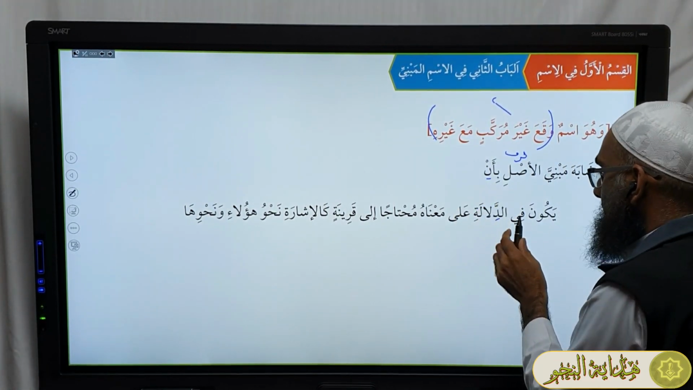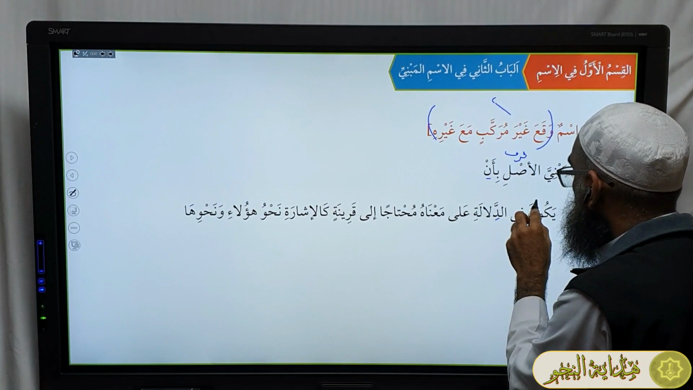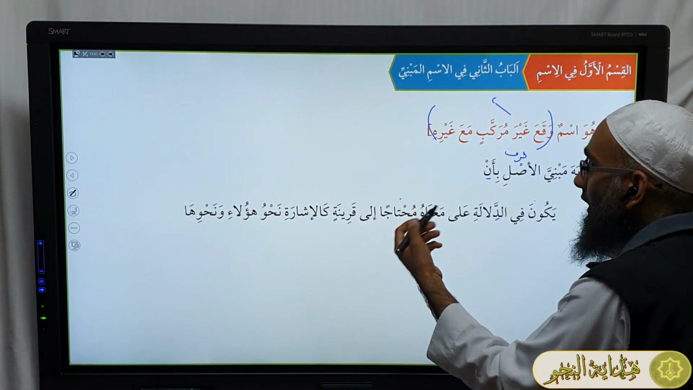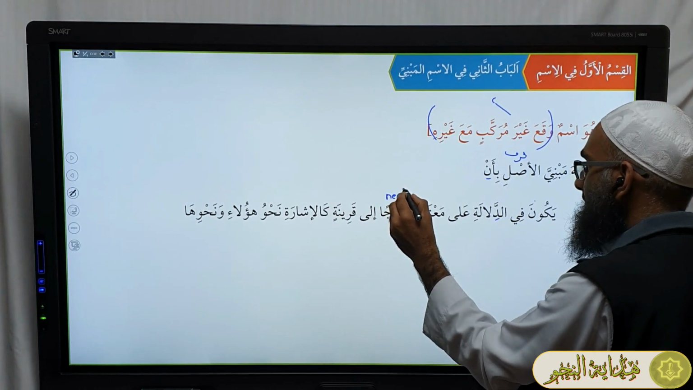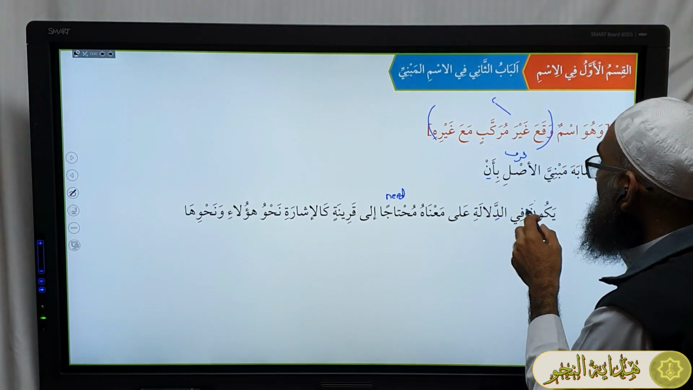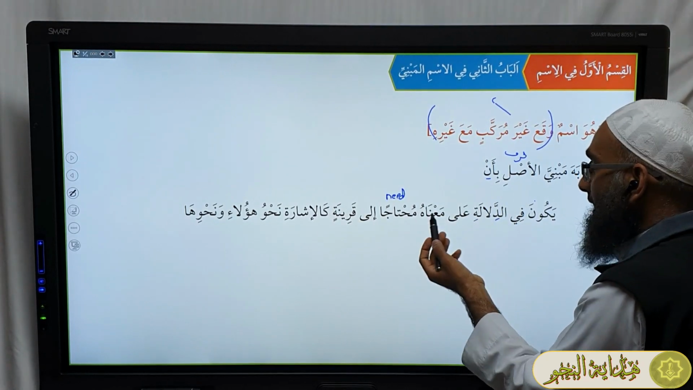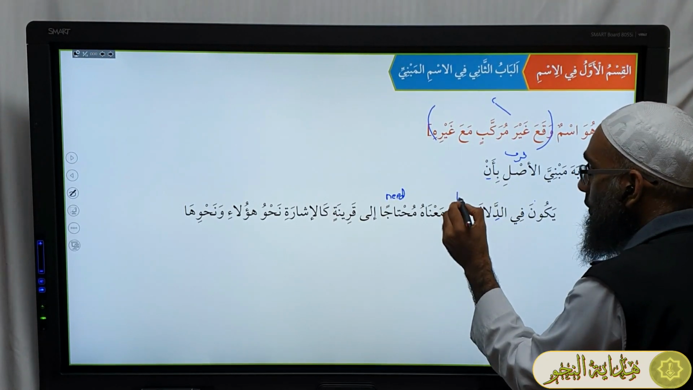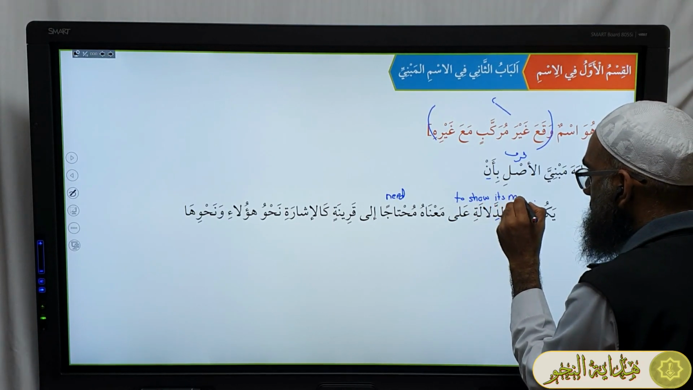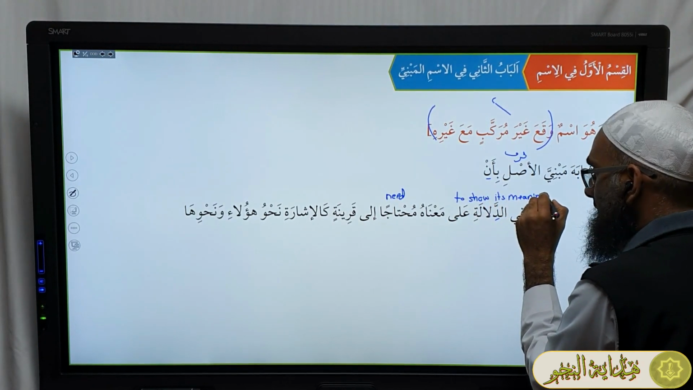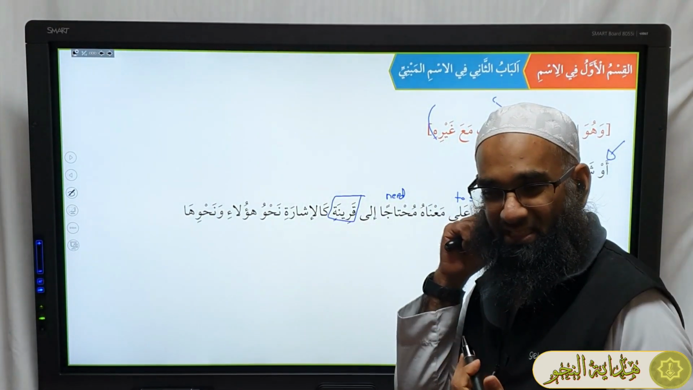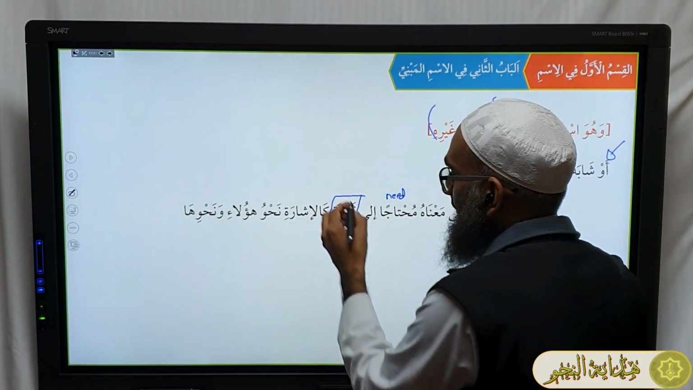That, number one, it is يكون محتاجا. It is needy, or it needs في الدلالة الدلالة على معناه, to show its meaning. To show its meaning, it needs a qarina. It needs something, some kind of context.